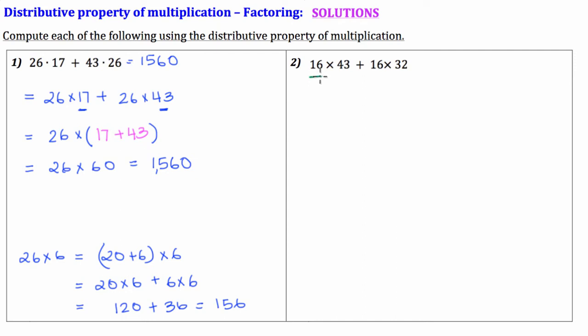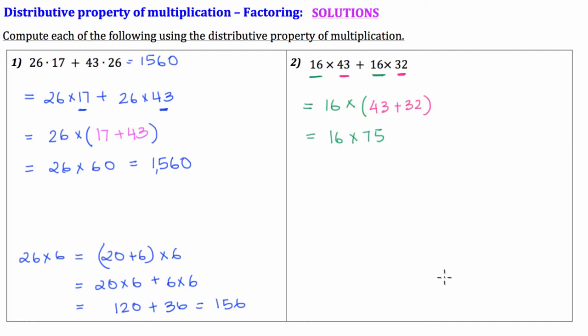So we have 16 as a common factor. So let's factor out the 16 and we can write this as 43 plus 32. And 43 plus 32 is 75. So we have 16 times 75. Now we can figure out 16 times 75 by actually doing 16 times 75, or we can use a shortcut.